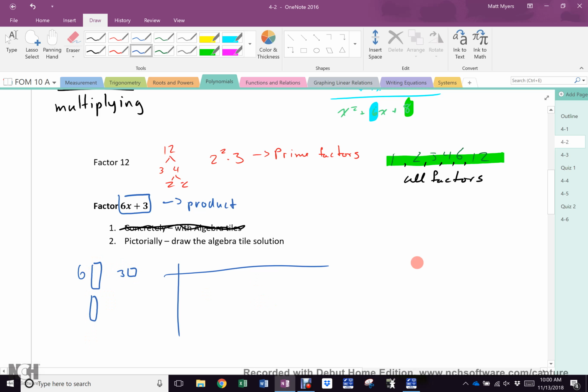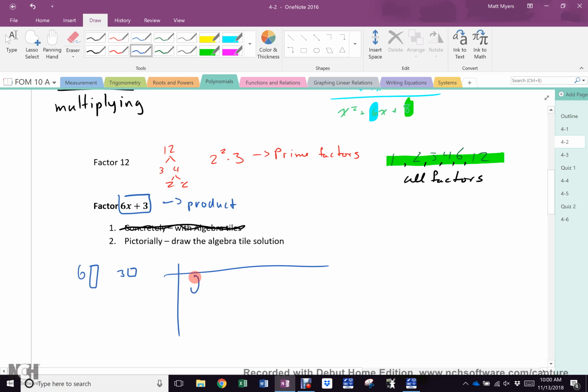I could have 2 and 3 or 1 and 6, correct? So I could either have 6 down this way or 6 this way, or 2 and 3, right? Okay. So those are my 2 choices. But in this rectangle, I also have to fit 3 little guys. And it has to make a rectangle.